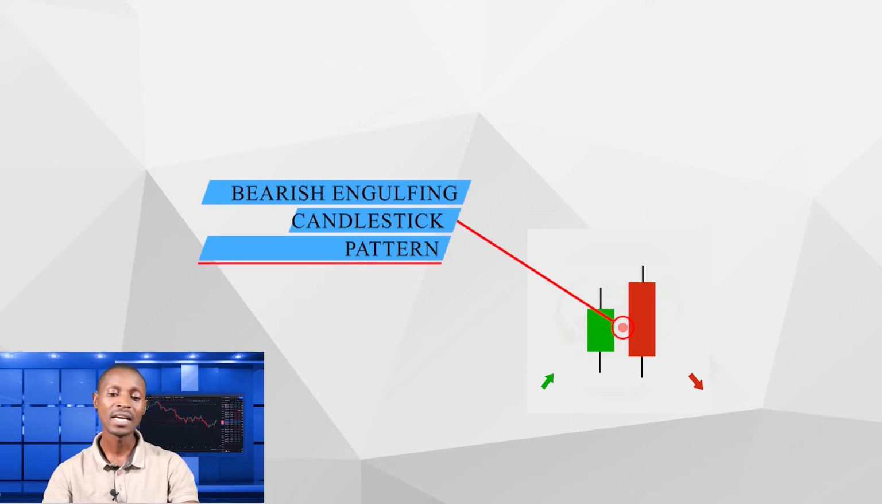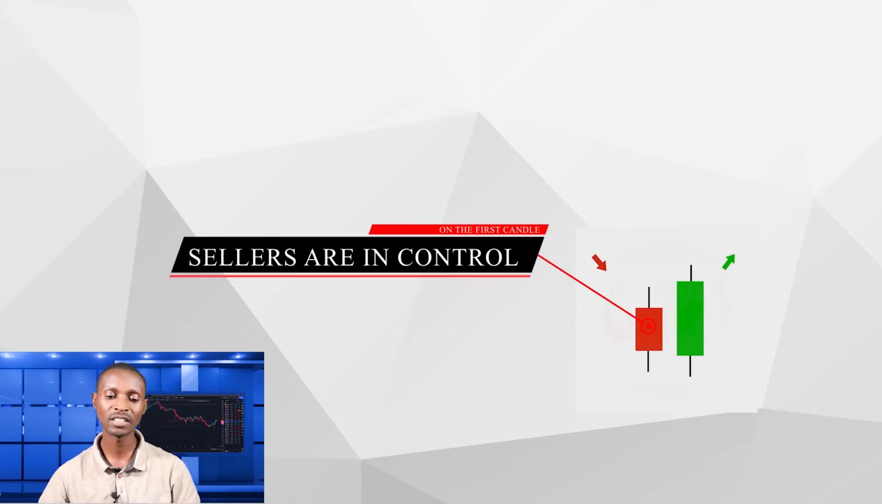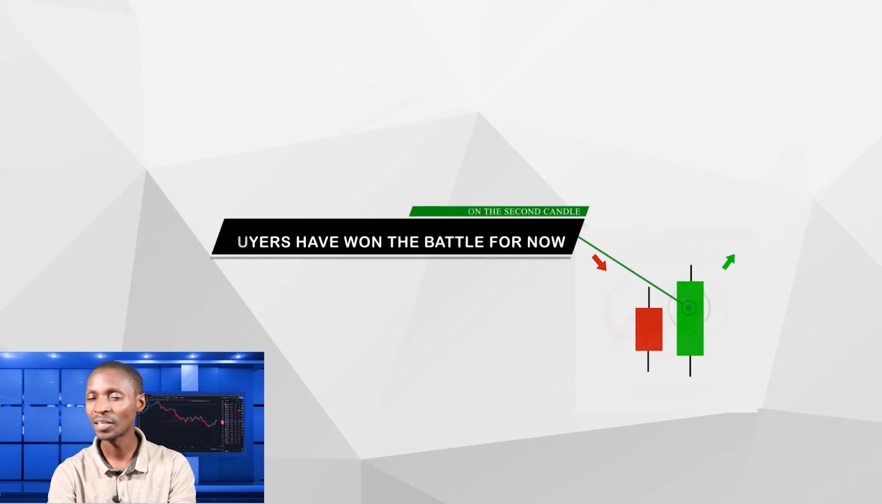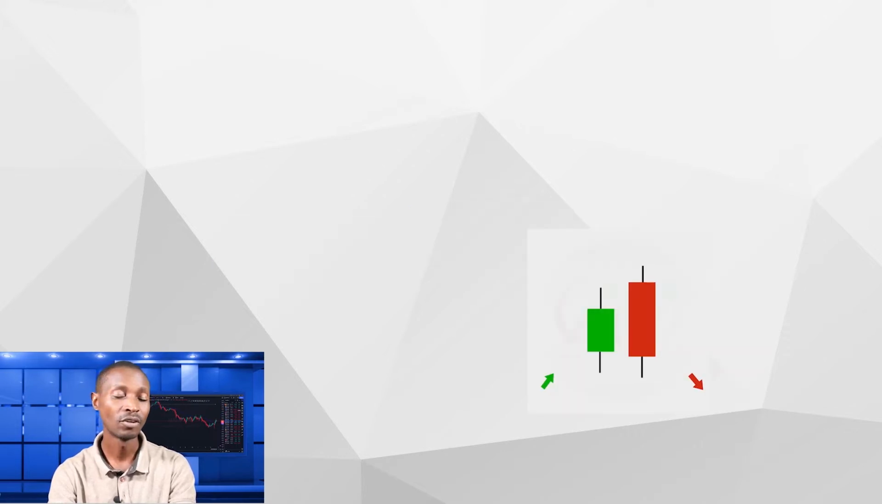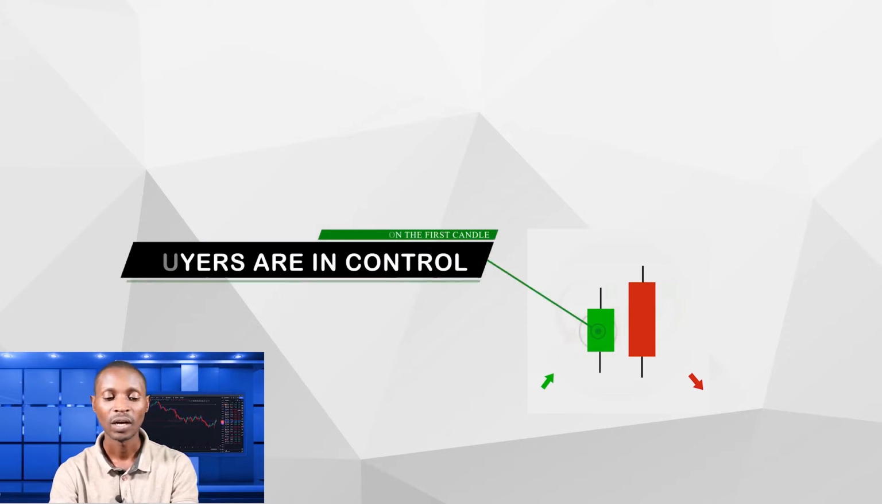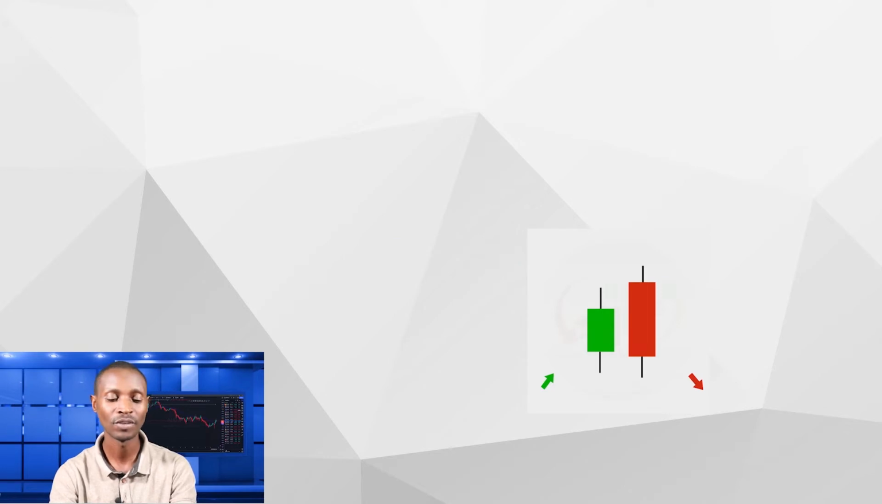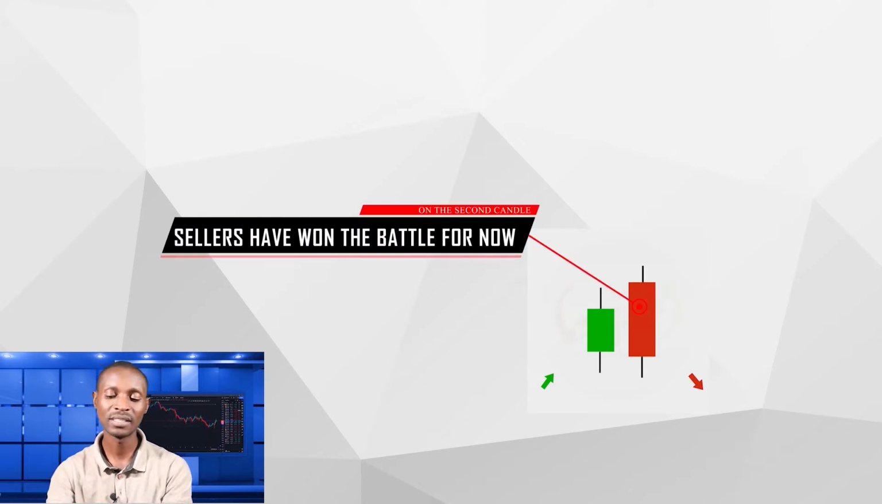Here's the meaning behind the bullish engulfing candlestick pattern. On the first candle, sellers are in control as they close lower for the period. On the second candle, buyers stepped in and closed above the previous candle's high, which tells you that the buyers have won the battle for now. For the bearish pattern, on the first candle, buyers took control of the market because they close higher for the period, and on the second candle, sellers stepped in and close below the previous candle's low, which tells you that the sellers have won the battle for now.